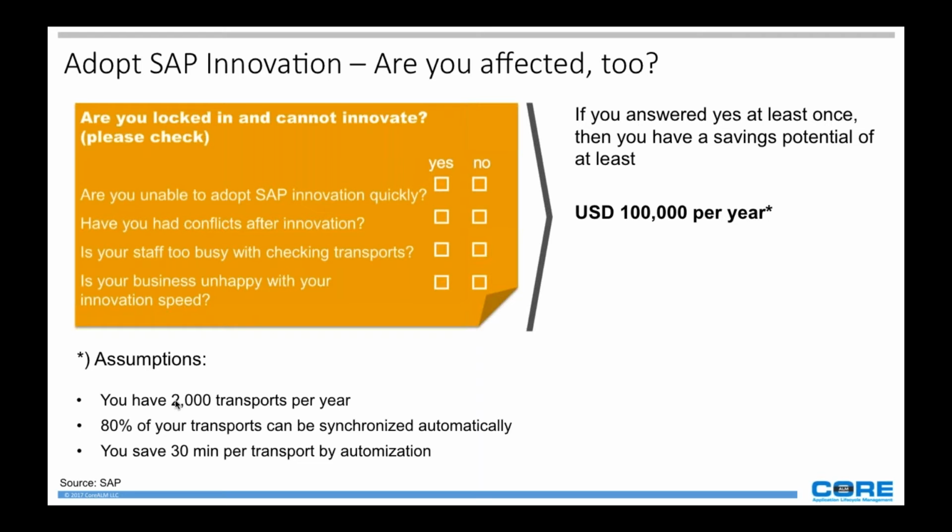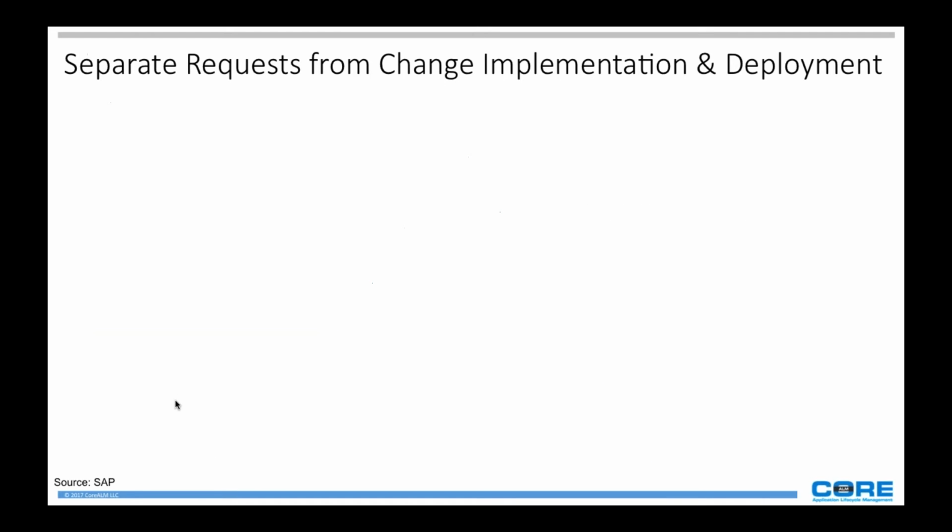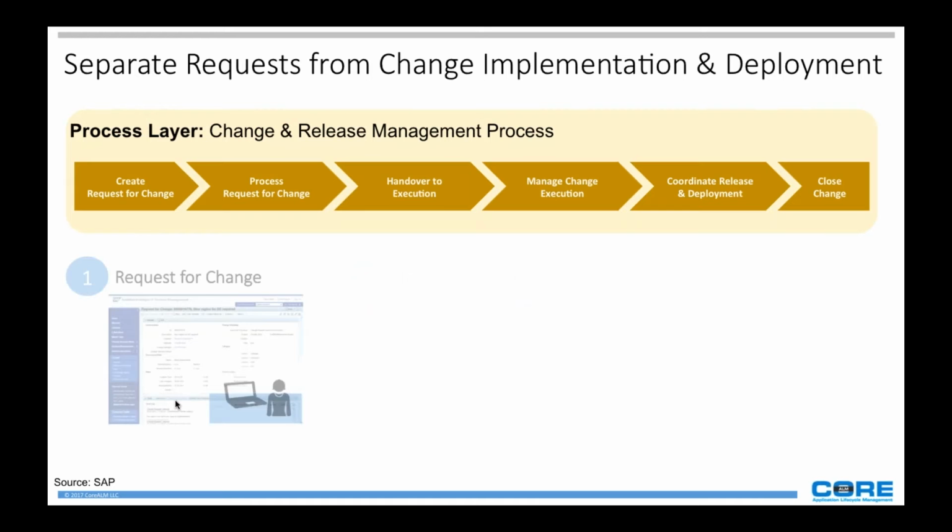So here's an example of why we're assuming that. If you're a company that has an average of 2,000 transfers per year, and 80% of the transfers can be synchronized automatically, that means you don't need to have people taking care of the synchronization, dual maintaining, taking care of that process, because Charm will do that for you. Solution Manager will take care of that for you. If you have an average saving of 30 minutes per transfer by automation, and you multiply that by the hourly work rate of an employee taking care of that, you could easily come up to over $100,000 per year.